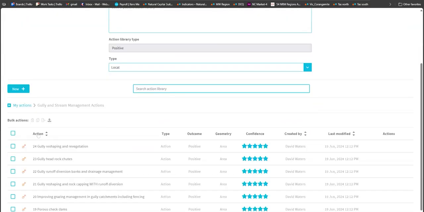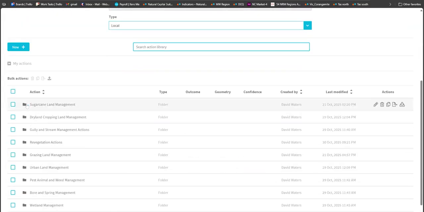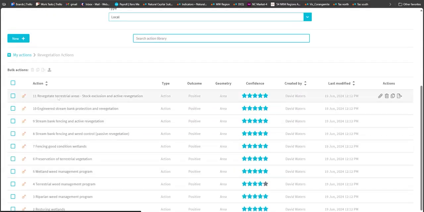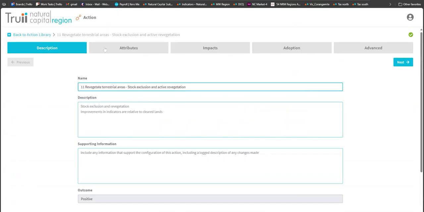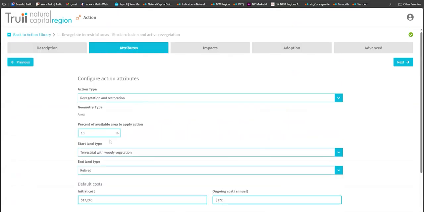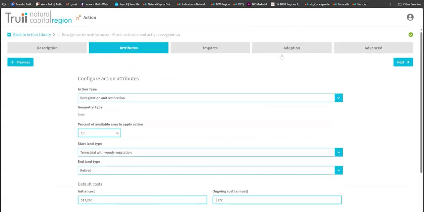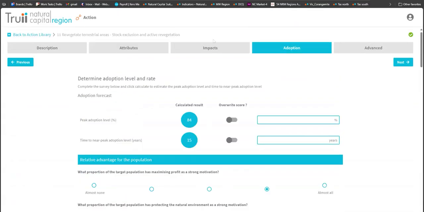So under this, let's go back and look at the re-veg activities. There's a bunch of activities here. They have a series of attributes around each of these activities: efficacy, what area of the catchment you want to undertake these actions, and costs. You can also put some confidence around these actions and the level of adoption you think might occur for this activity.